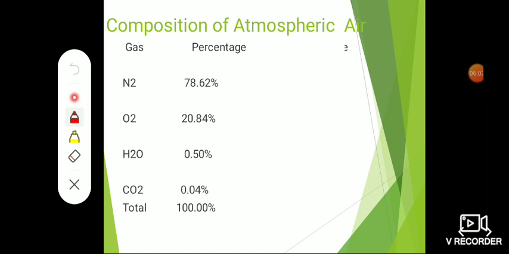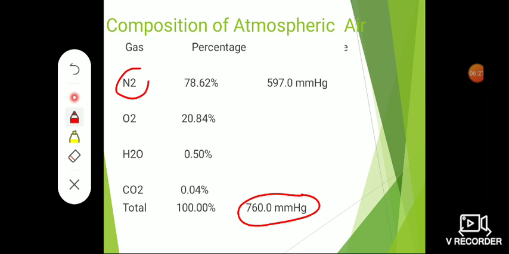Now let's see the composition of atmospheric air which we are breathing normally. At sea level, the pressure of gases is 760 millimeters of mercury. Out of that, the dominant gas in the atmospheric air is nitrogen. You will be surprised to find we are inhaling nitrogen more as compared to oxygen, because almost 78% of atmospheric air is nitrogen. It is giving a pressure of about 597 millimeters of mercury.